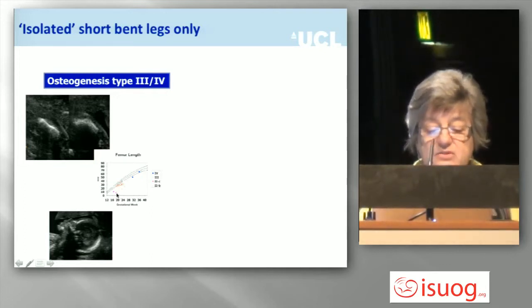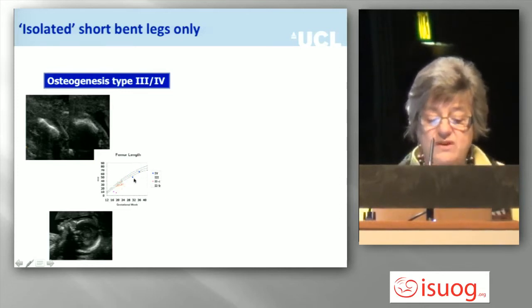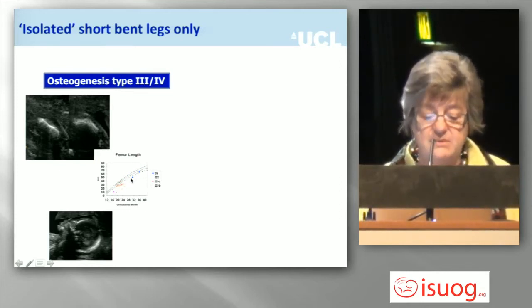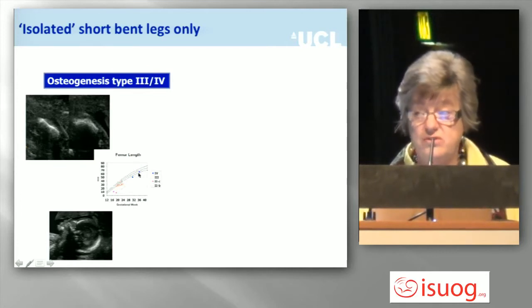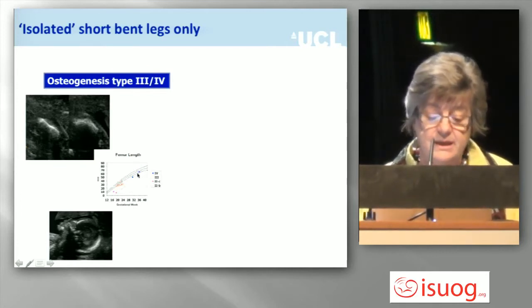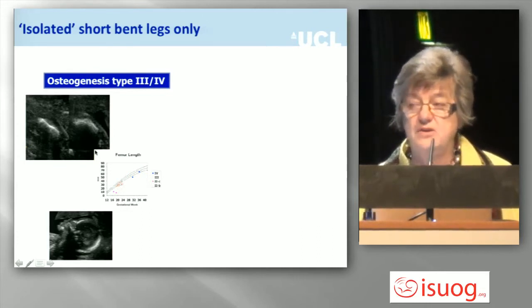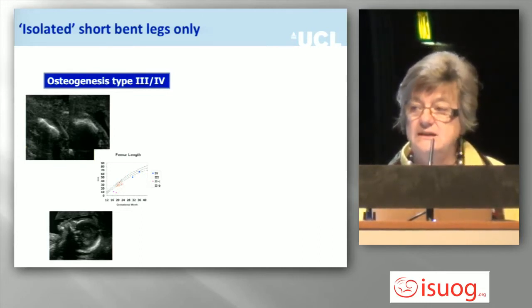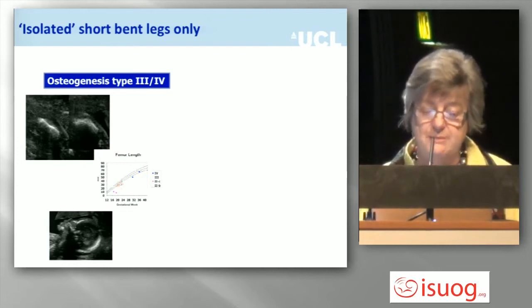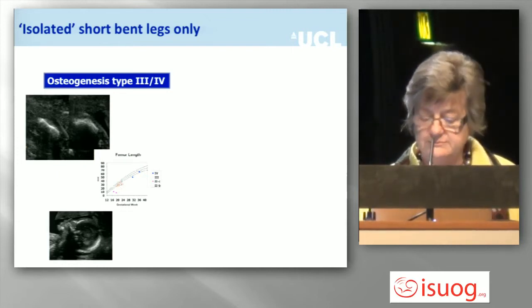And you can see the growth. Type 4 can be very, very subtle, and I'll show you that in a minute. We have relatively normal growth of the long bones and just minimal bowing. Type 3 often has shortening of the humeri and other long bones, and can indeed, as pregnancy progresses, have shortening and bowing of all long bones.